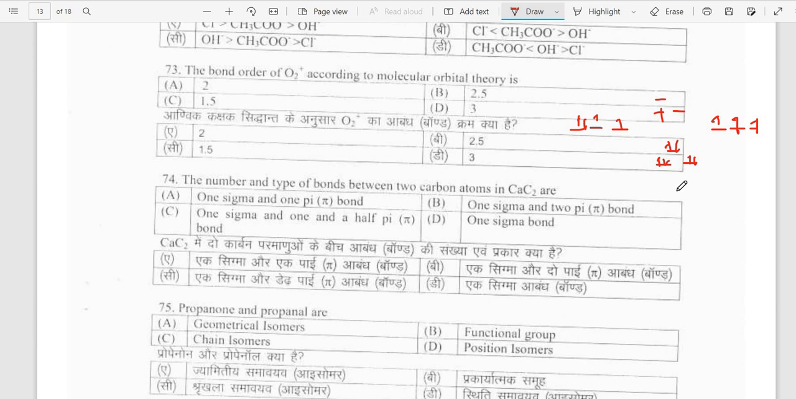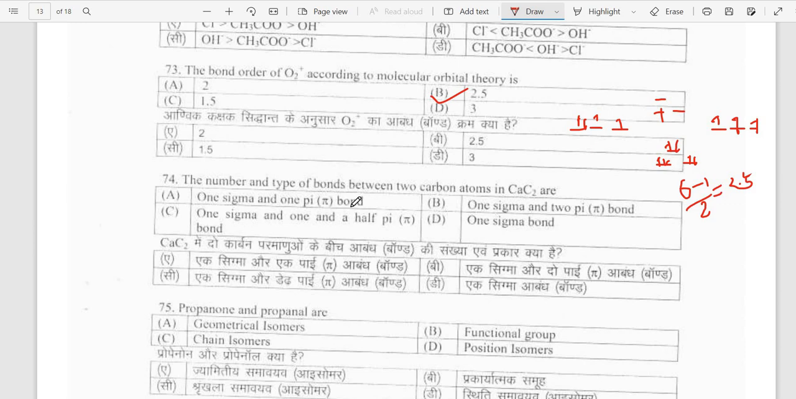So what is the bonding? 2, 4, 6, so 6 bonding minus 1 anti-bonding, divided by 2. 6 minus 1 is 5, 5 by 2 equals 2.5. So 2.5 is the correct answer for the bond order. So option B is the correct answer.